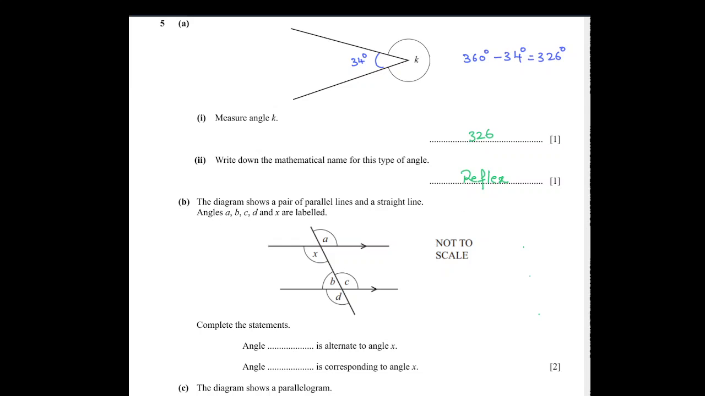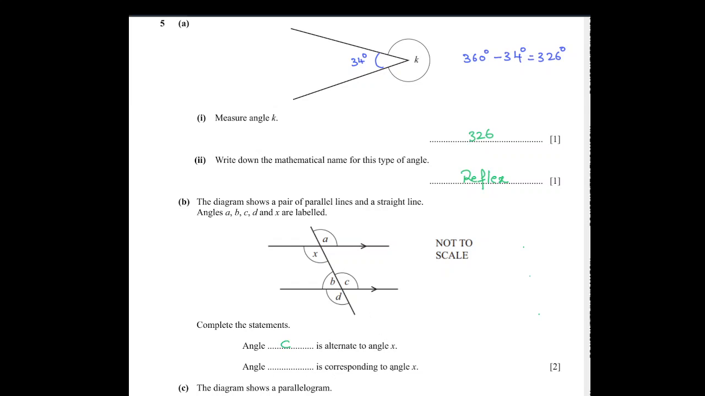The diagram shows a pair of parallel lines and a straight line. Angles A, B, C, D and X, which is this, are labeled. Complete the statements. Angle dash is an alternate angle to X. The alternate angle of X is this C, which is inside and on the other side of the transversal. So angle C is alternate to angle X.